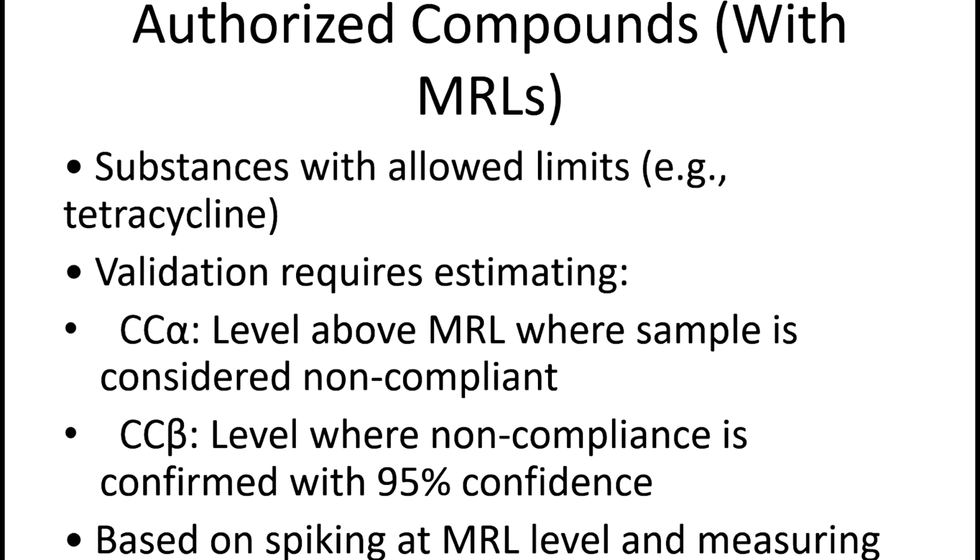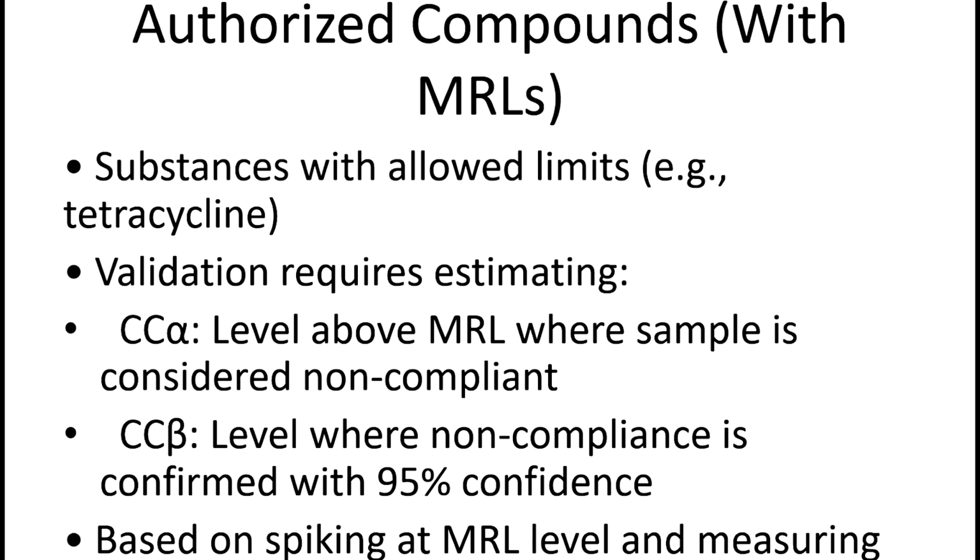But in this validation guideline in the European Union, they also require estimating CC alpha and CC beta for authorized compounds. So with a maximum residual limit, for substances with allowed limits, at this limit the sample will be accepted. Higher than this limit, the sample will be rejected, or you can say the specification limit.